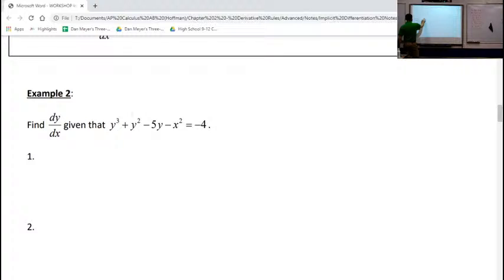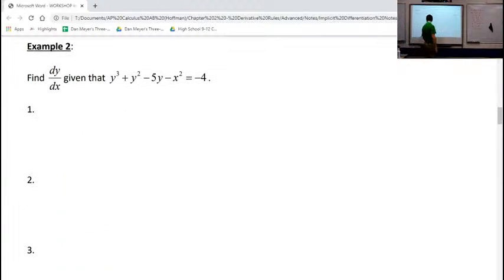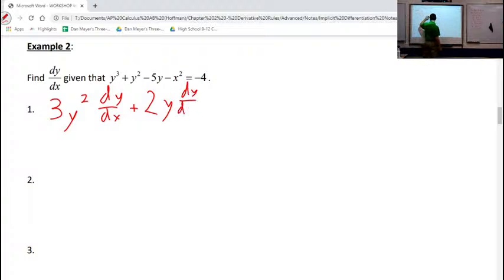So step 1, it's writing out in the steps. Step 1, we need to differentiate both sides with respect to x. So our first step, we have y cubed plus y squared minus 5y minus x squared equals negative 4. So first we're going to take our derivative. Derivative of y cubed is 3y squared. Oh, I took a derivative of y, so I need a dy dx there. Plus derivative of y squared is 2y. Oh, I took a derivative of y, so I need a dy dx there. Minus derivative of 5y is 5. Oh, I took a derivative of y, so I need a dy dx there. Minus derivative of x squared is 2x.